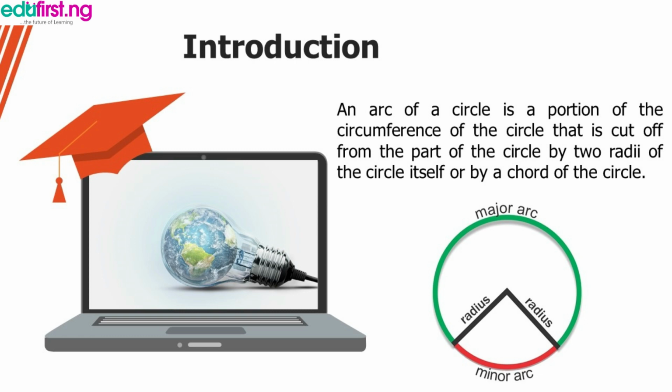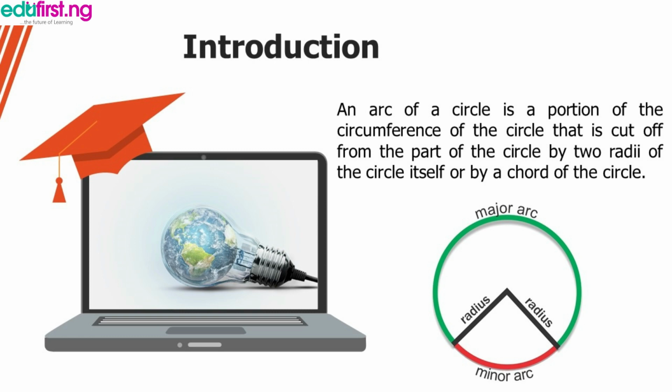Length of arc of a circle. What actually is the length of arc of a circle? Now you look at the circle below, you notice there is a green portion of the circumference and there is the red portion of the circumference. The green portion is the major arc, while the red portion is the minor arc. You following, right? Okay, we also have the radius.